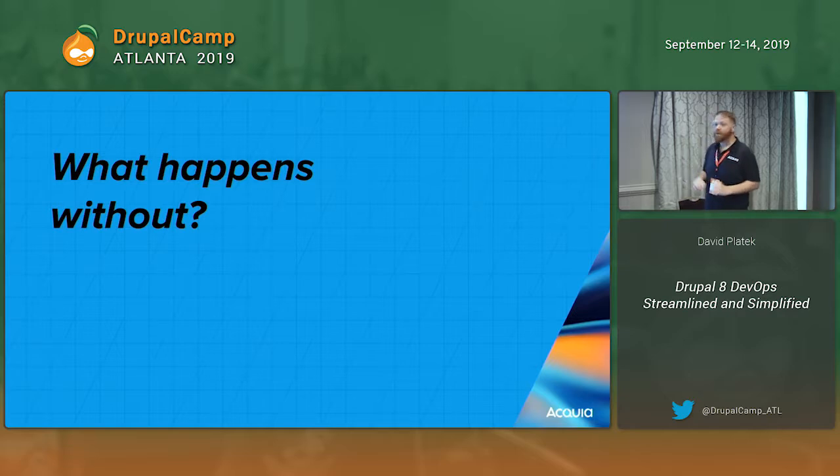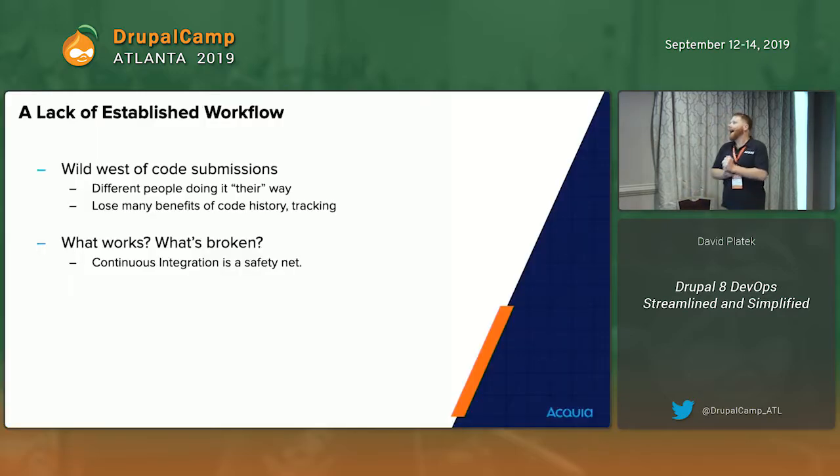So what happens if you don't use a development workflow? Chaos. Wild west of code submissions, different people doing it their way, people not necessarily using Drupal coding standards, people forgetting that you're supposed to put a comma at the end of the last item in an array, that kind of stuff. It makes code look bad. You lose many benefits of code history and tracking if we're not doing pull requests, if we're just dumping everything into our repo and just merging everything willy-nilly.